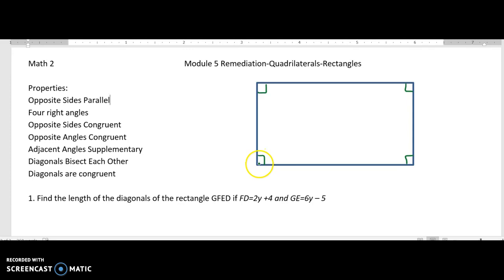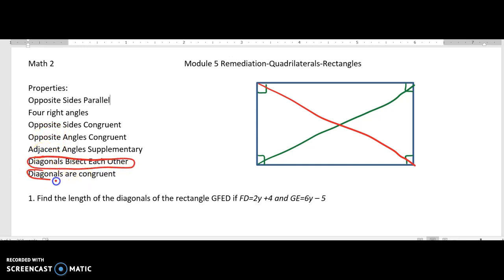But a couple of things I want to talk about here is when I have this diagonal drawn here, and then I draw another diagonal here, okay? One thing we're going to say about this is diagonals bisect each other, right? But then they're also congruent. So what happens here is if these are congruent and these are congruent, but then the diagonals are all congruent, that means all four pieces of the diagonal are equal.